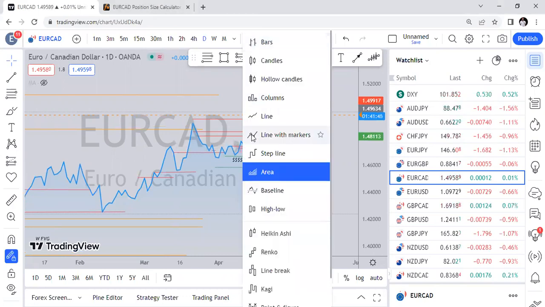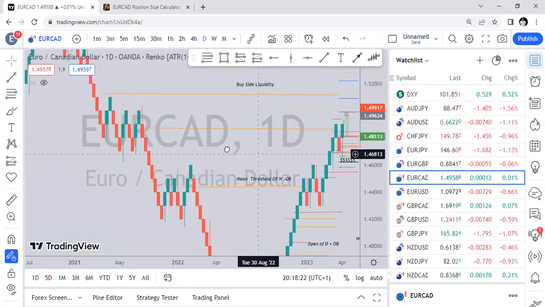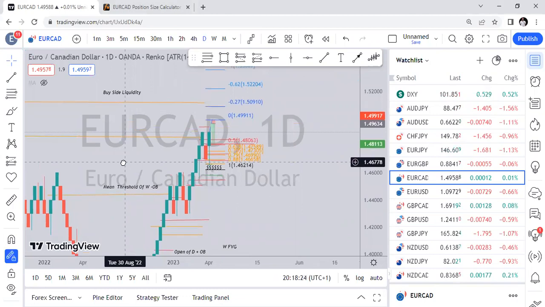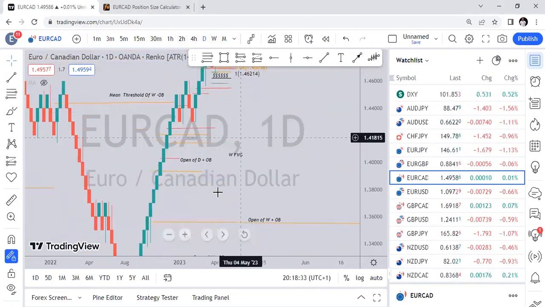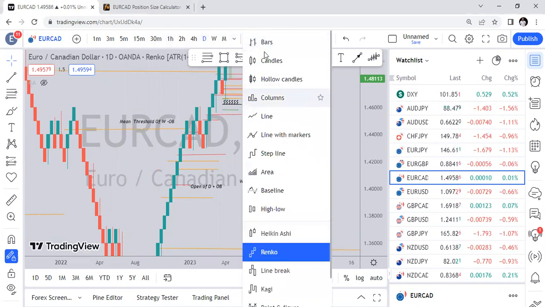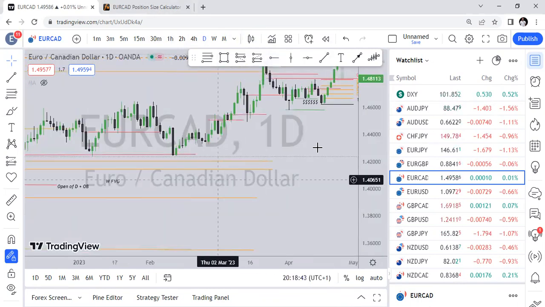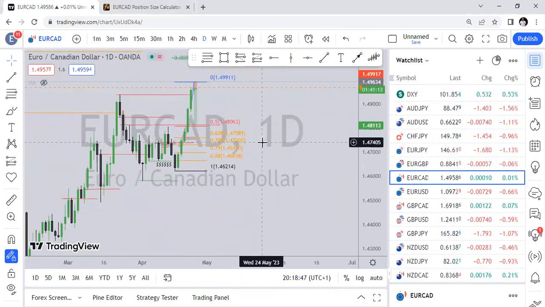Okay, so this one is area. Most persons like the Renko. But if you're using the free version, this Renko you can only have in the daily and no other time frame, unless you have the paid version. That's when you can actually make use of the Renko and have all the time frames displayed. But the most used price representation is the candlestick.